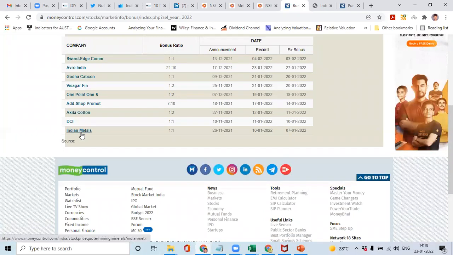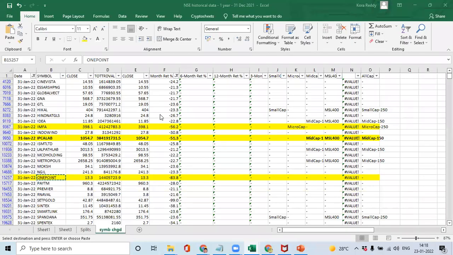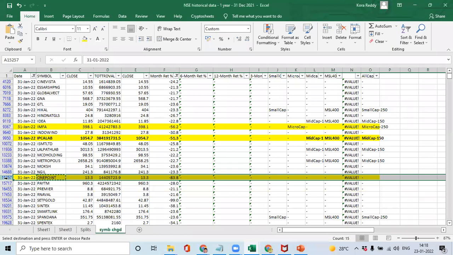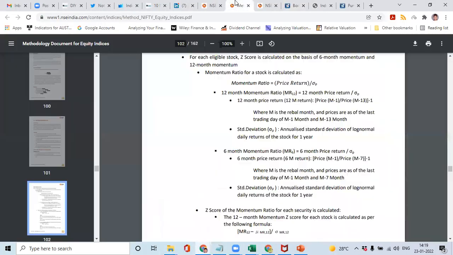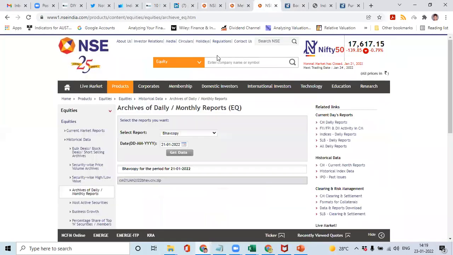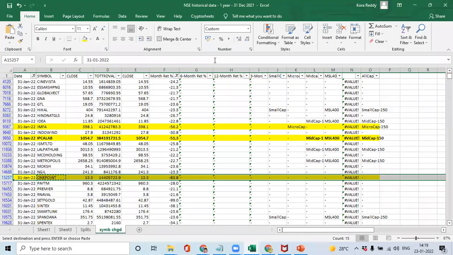Indian Metals, I think that's IMFA. I don't know about all these junk companies. So we have to take care of two companies, I think. IMFA and IPCA. This is not there. This is like a genuine fall of 80%. Is it real? You never know with these fraud companies. What is that company name?